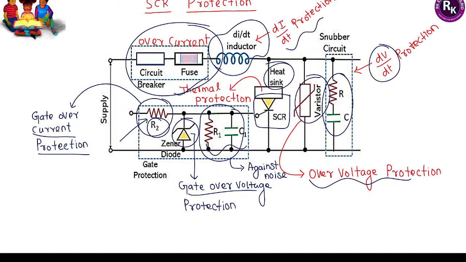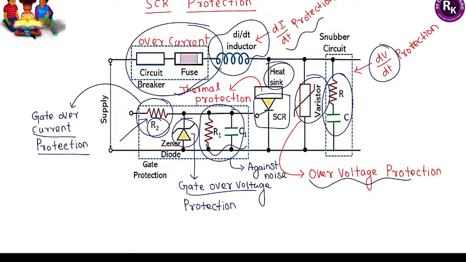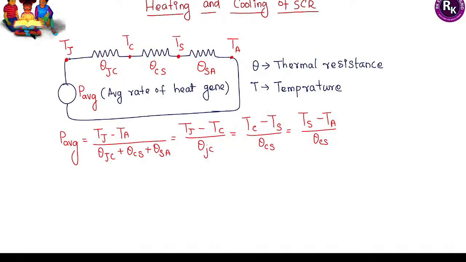You can observe here, these are all the types of protection that will usually be given for the SCR. Next, let us discuss heating and cooling methods. Here you can observe that on the SCR top plate, on the anode side, there is a heat sink. So here, how is it effectively giving thermal protection, and how is the temperature being dissipated?